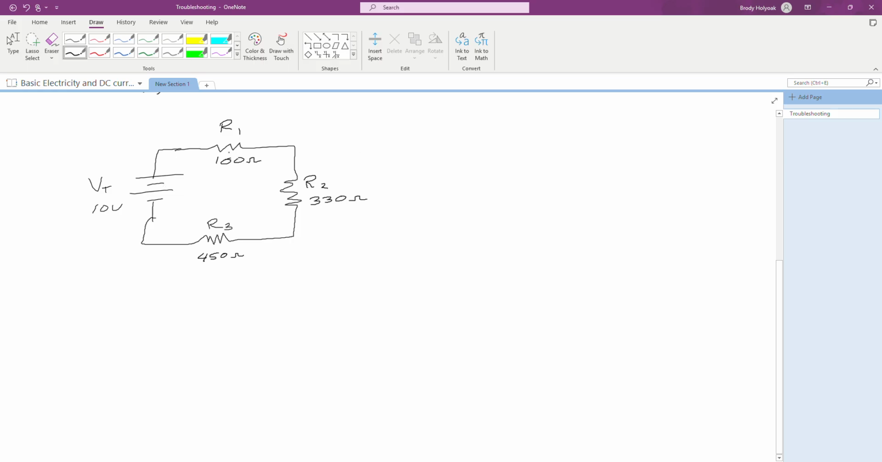Okay, so that's kind of step number one, is verify our connections. Make sure that on our breadboard we have connectivity between our positive point to the one side of R1 and check all those connections.